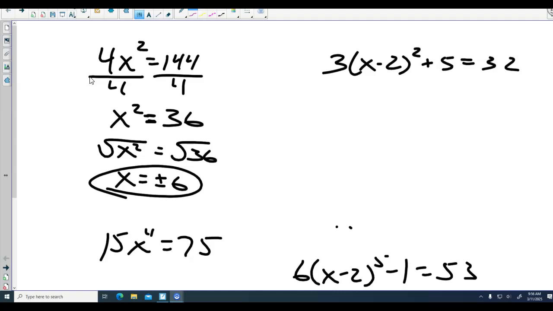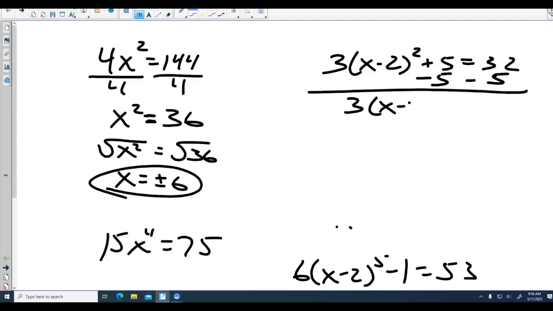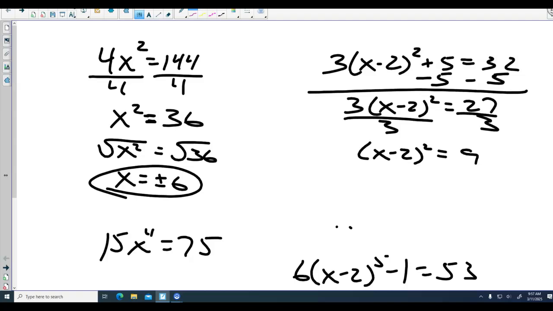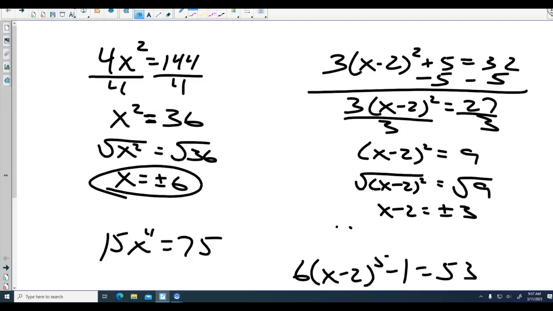Let's get that parenthesis alone. That parenthesis represents one number. And now, how do I get rid of a square? We take the square root of it. So it's x minus 2 equals a plus or minus 3. And then we add 2 to both sides. 2 plus or minus 3 gives me an answer of negative 1 or 5.